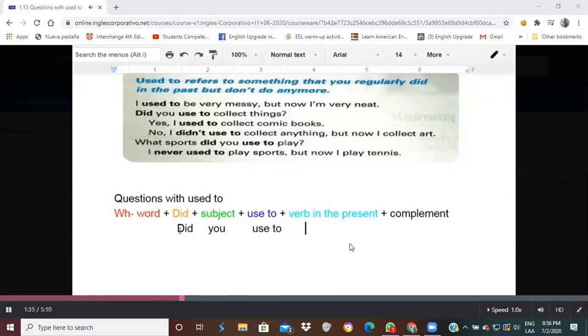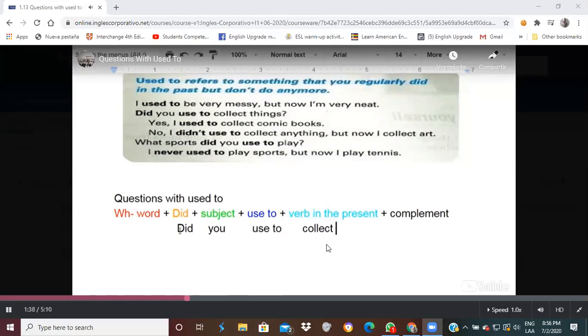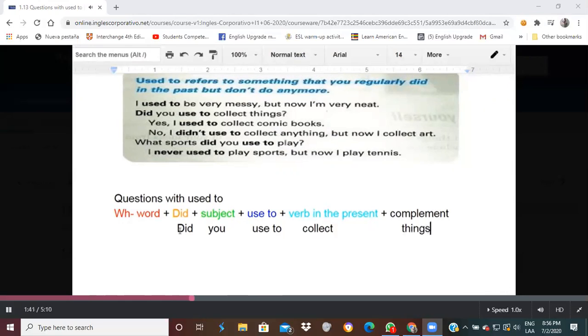Used to, and it follows the verb in the present, collect things. Did is the auxiliary that we're going to use, and then that follows the subject. In this case, it happens to be you. That is going to follow used to. If you notice, used to is not in the past, it's in the present. And then it's going to follow the verb in its present tense. And then finally, we'll have some sort of complement. And how do we answer this type of question? Well, we can either have a positive response such as, yes, I used to collect comic books, or no, I didn't use to collect anything, but now I collect art.